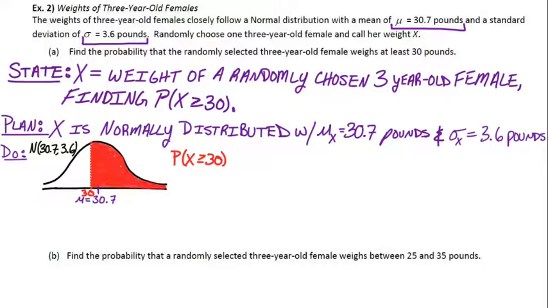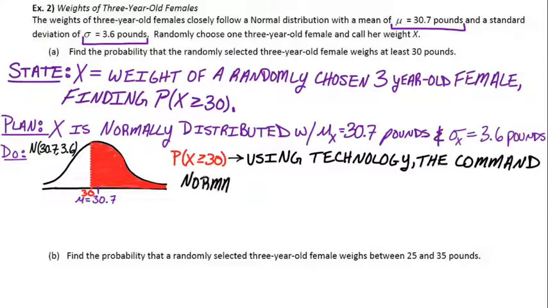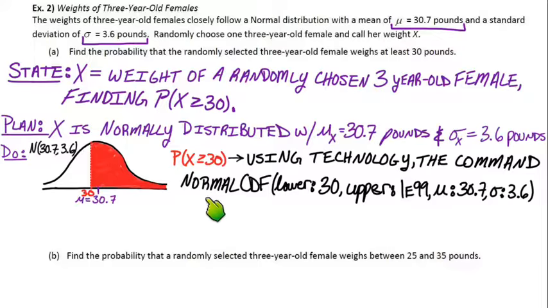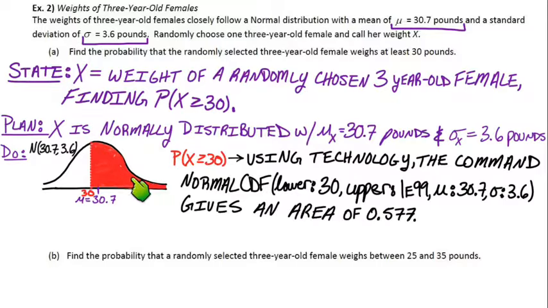Should be over half. So you can use the normal chart, or I know a lot of people are fans of just using the calculator. So if you want to know this probability, we can use normal CDF. Our lower bound we marked off was 30. Our upper bound would be infinity, 1e99. And then we give the mean and the standard deviation, which gives us our area of the curve of 0.577. Seems reasonable since it's over half.